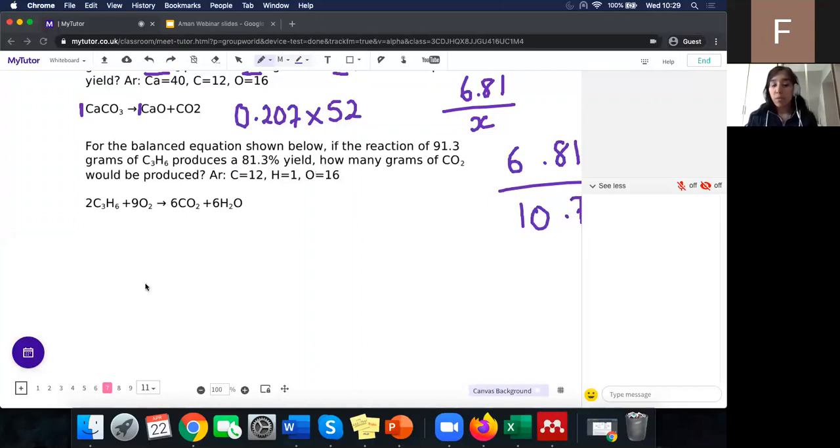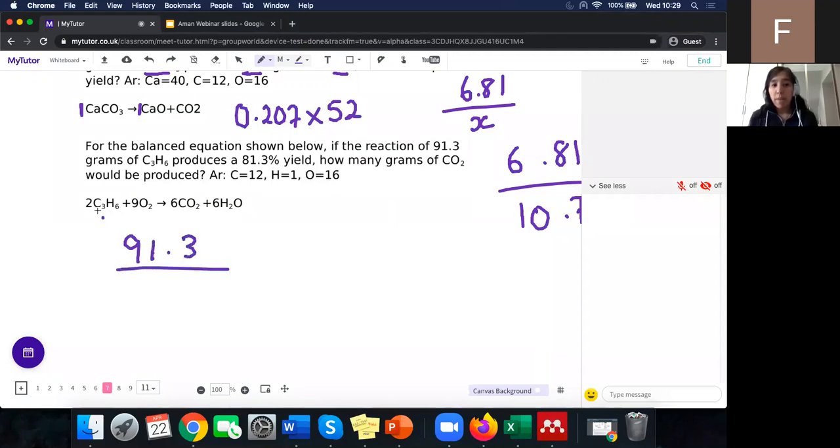So it's a different type of question where we've been told the yield, and we need to know how many grams of carbon dioxide would be produced, i.e. what's the mass that you produced, and we've been given the percentage yield. So we know that 91.3 grams of propene reacted. So that means the number of moles of propene would be 91.3 divided by the MR. So the MR of propene will be 36, so 12 times 3, 36 plus 6, 42.